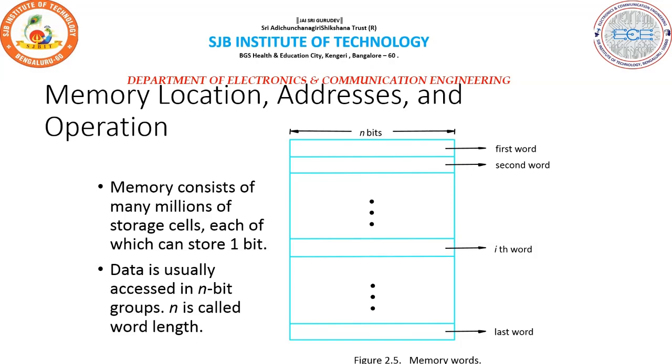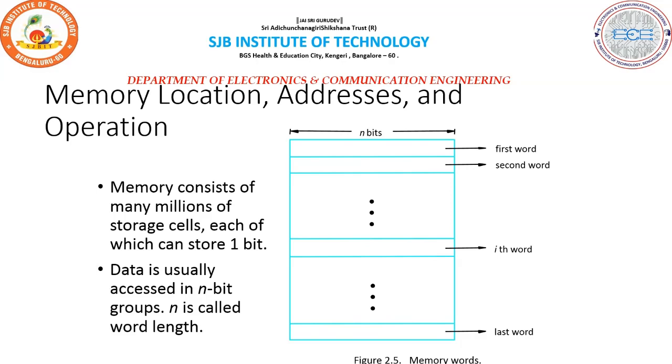Memory is made up of 1-bit memory cells, each of which stores 1 bit of data. So memory consists of many millions of storage cells, each of which can store 1 bit. The data is usually accessed in n-bit groups, and n is called the word length. So the topmost level is considered the first word, the second is the second word, and in that manner it is the ith word, and the last is the last word.